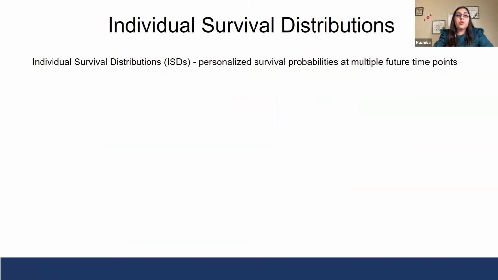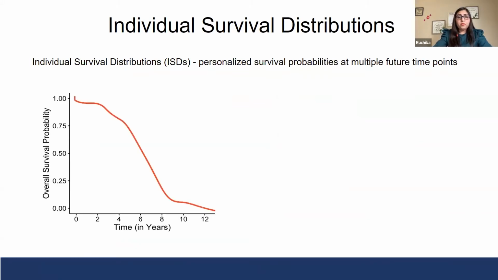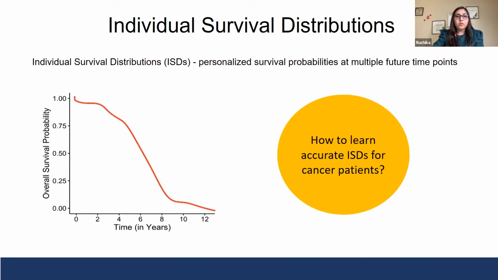Here, the objective is to predict individual survival distributions. That stands for predicting personalized survival probabilities at multiple future time points. Here I'm showing a curve where the x-axis represents time and the y-axis represents overall survival probability. Using this curve, we can identify the probability of survival of a patient at different time points. Now the question is how to learn accurate ISDs for cancer patients.